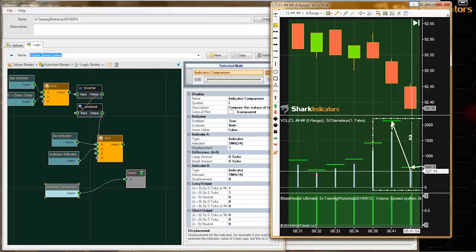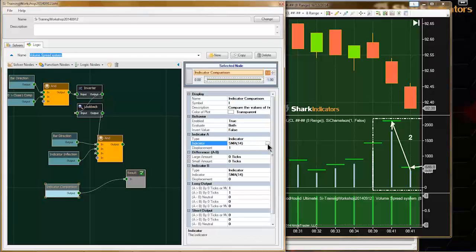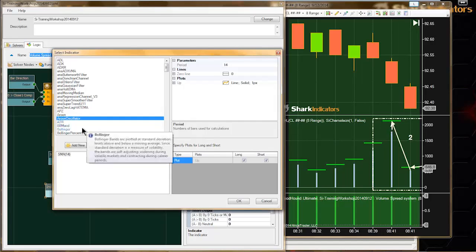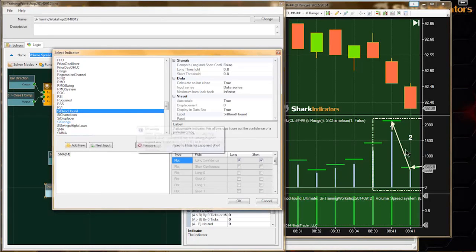Alright, so we're checking to see if bar 2 is less than bar 1. So bar 1 is 1 bar back, so we're going to use a displacement of 1. And we need to switch this over to the volume. Now, we're not actually comparing to the volume of bar 1. We want to compare it to the SI chameleons scaled, right? 20% scaling of bar 1. So what we're going to do is we're actually comparing it to chameleon. Just as we see that we're comparing it to chameleon on the chart, we're going to do the same thing in BloodHound.